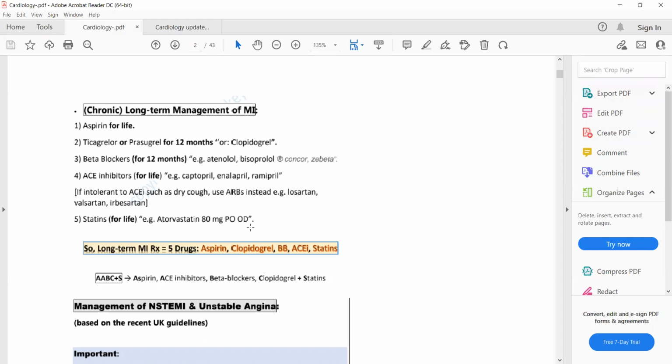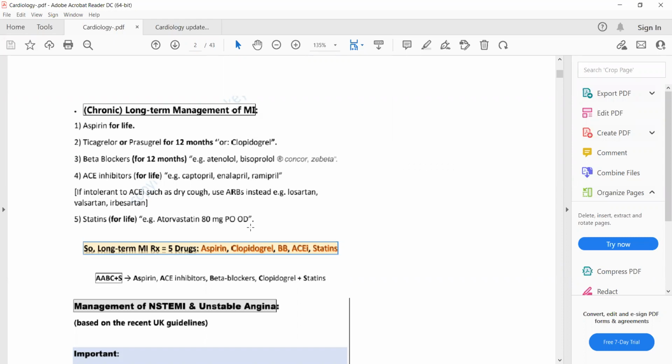Can anyone tell me what the long-term medication is for a patient of stroke? Sir, it's clopidogrel. And along with clopidogrel, for how much duration? Clopidogrel for 3 months.